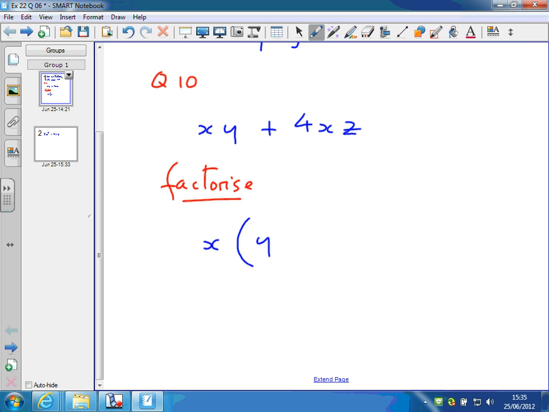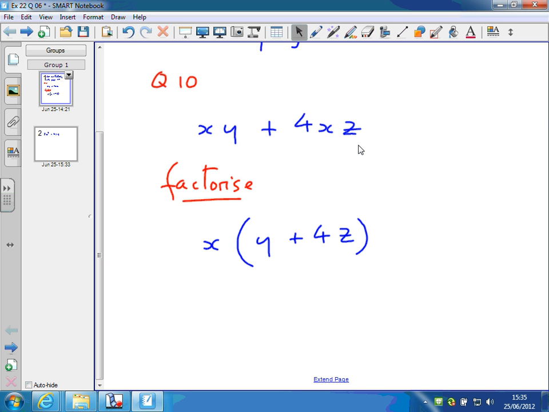And then I ask myself the question, what have I got to times x by to get back to 4xz, or plus 4xz? And so the answer is 4z, because I've got the x already, so I've got to times that by 4z, and I'll get back to 4xz. So plus 4z.